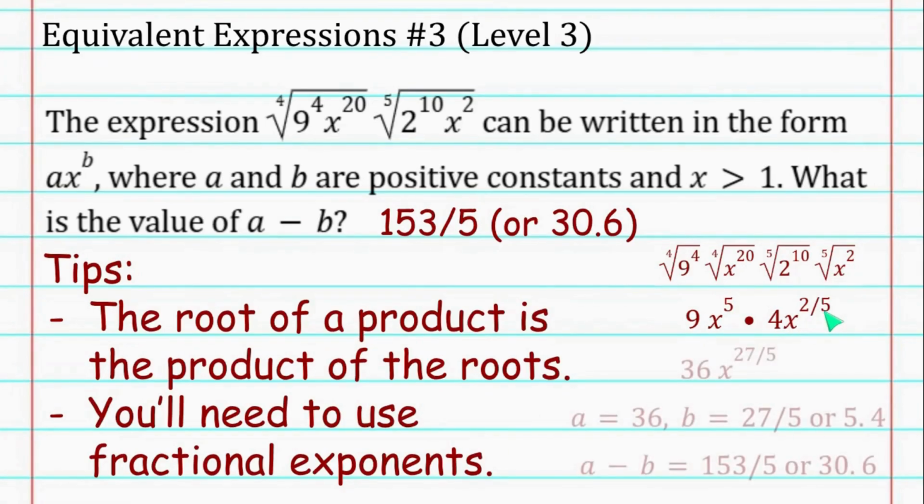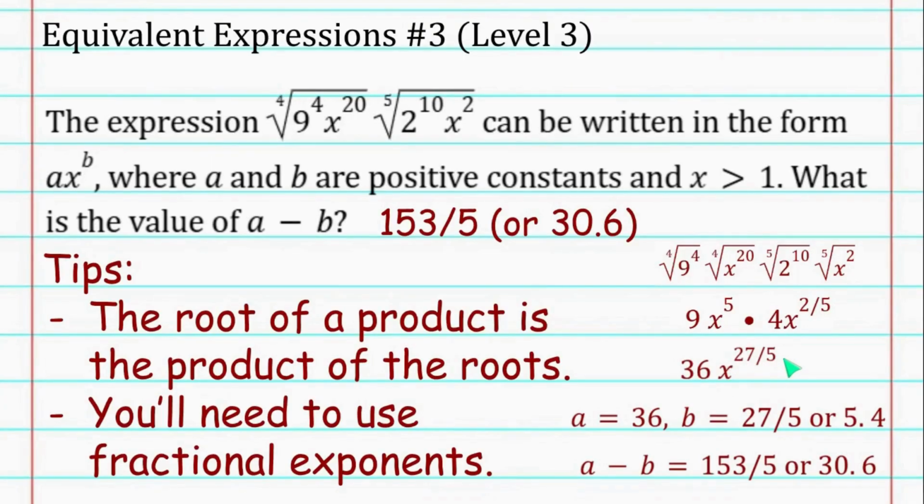Simplifying a bit more, I would say 9 times 4 is 36. X to the 5th times x to the 2 over 5 is x to the 5 plus 2 over 5. Power times power, add exponents. So I have x to the 27 over 5.